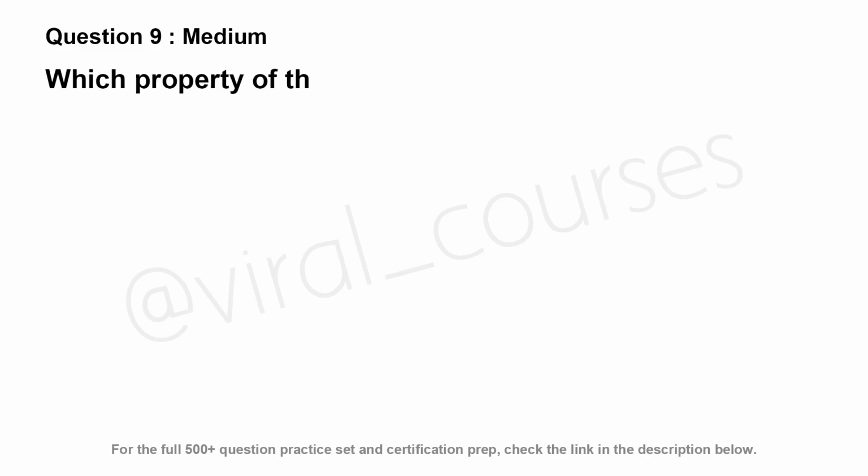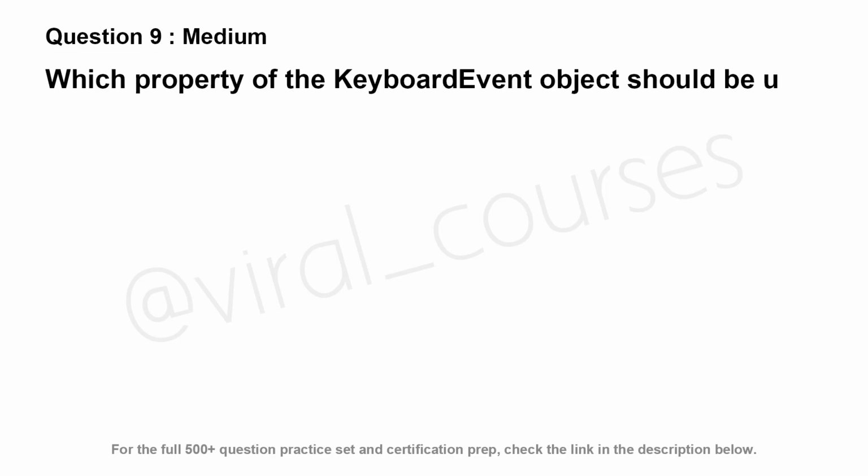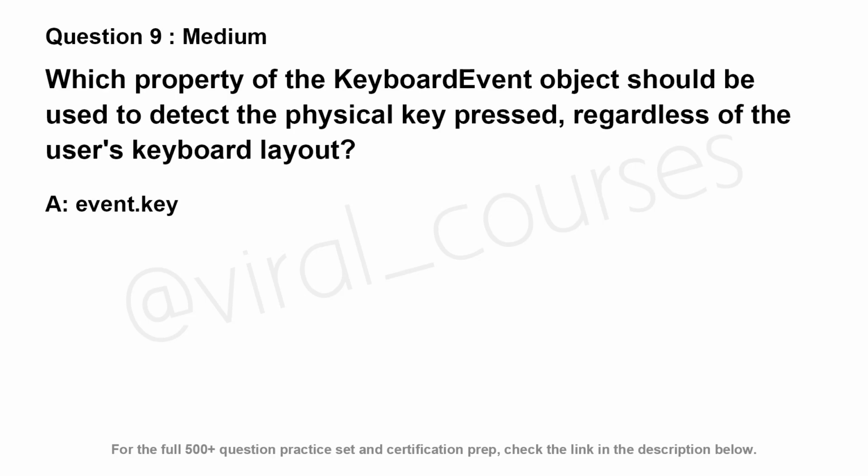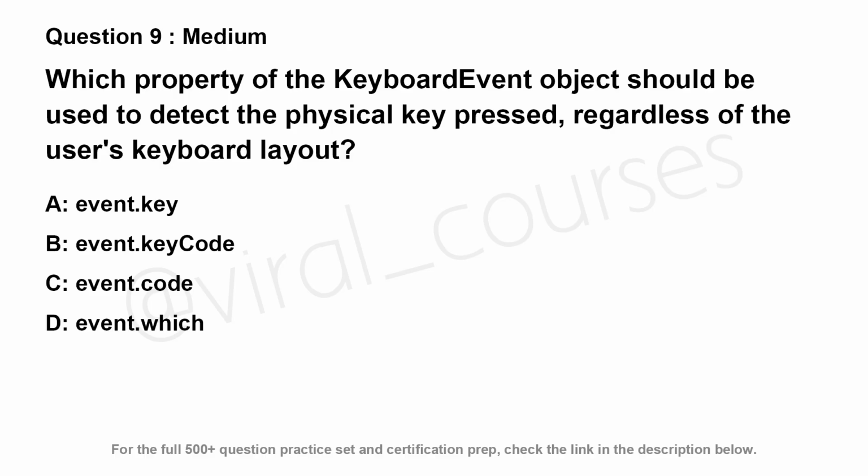Which property of the keyboard event object should be used to detect the physical key pressed, regardless of the user's keyboard layout? Option A. event.key. Option B. event.keyCode. Option C. event.code. Option D. event.which.